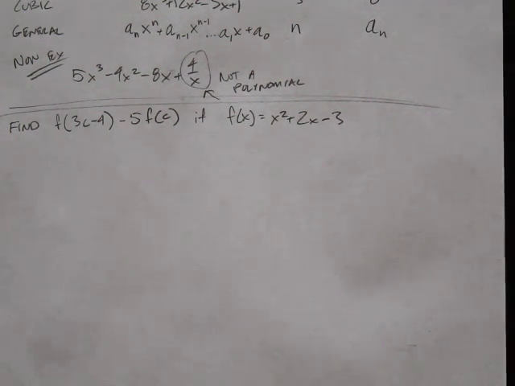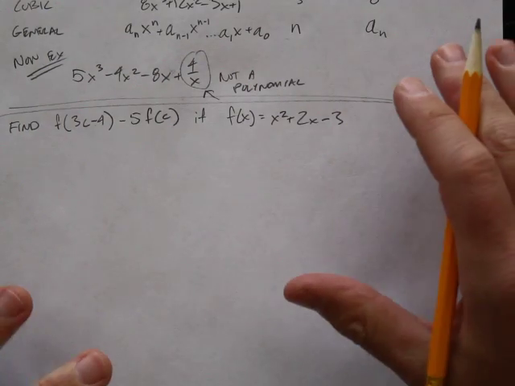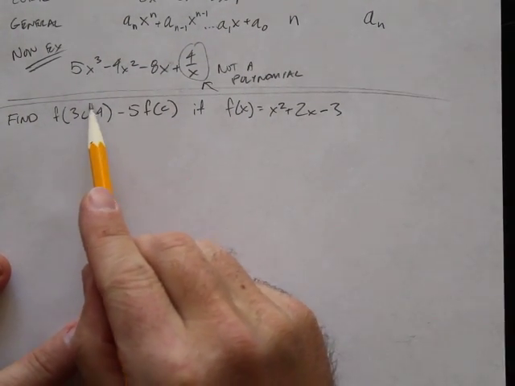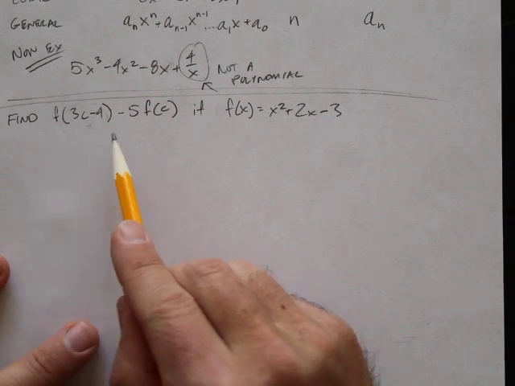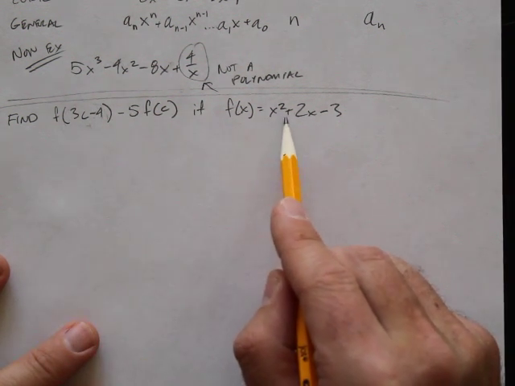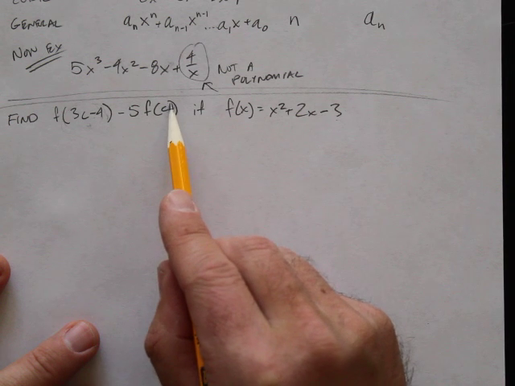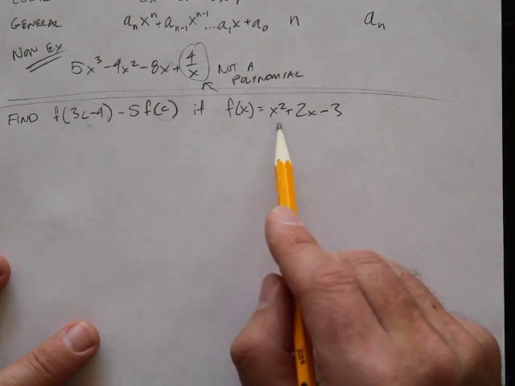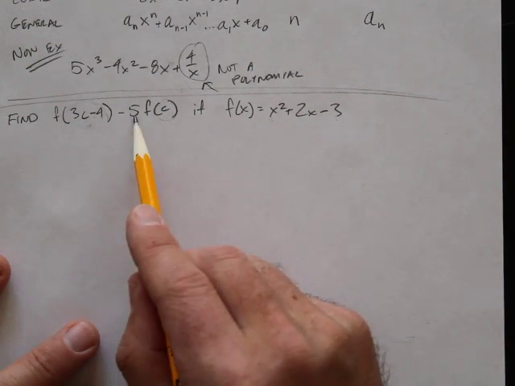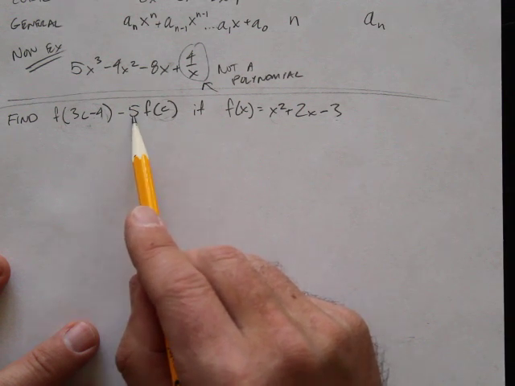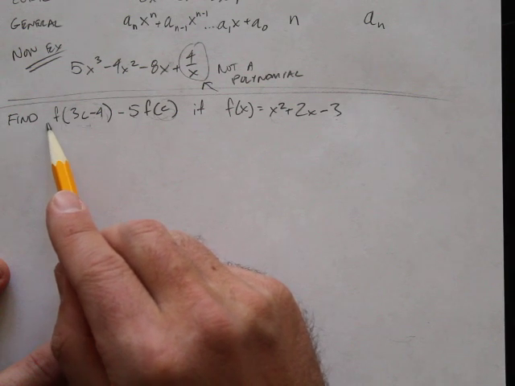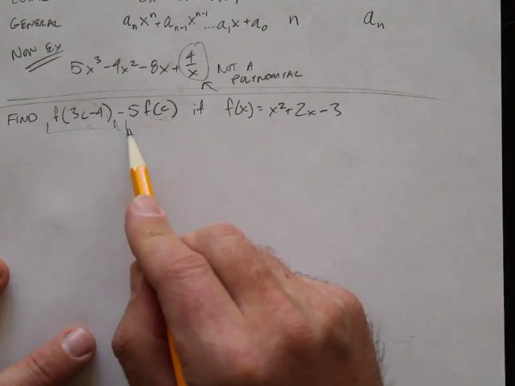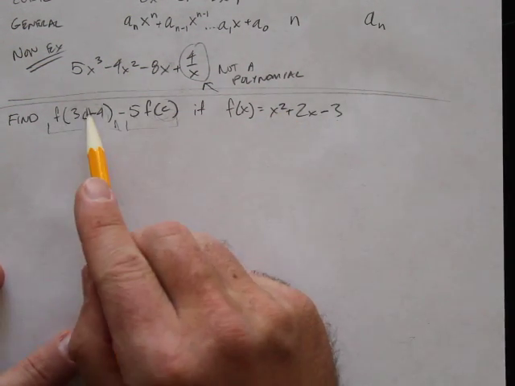Okay, here's how we do this. We take this here and we plug it in for all of the x values, and we take this here and we plug it in for all of the x values. And we multiply that mess by negative 5. Let's see what I'm talking about here. So we're going to look at these two separately for right now. Let's do this one first.